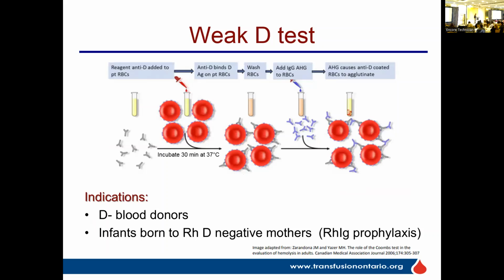So basically, when we do a weak D test, we take the patient red blood cells and expose them to the anti-D reagent. The antibodies will bind to the red blood cells. We incubate for 30 minutes at 37 degrees. There might be some variation, but roughly this is it. Then we wash the red blood cells to remove any unbound anti-D. And we add antiglobulin, human anti-IgG, and those will bind to the anti-D and agglutinate. The only indication to perform a weak D test is for blood donors. That's why Anna was O positive, because we want to make sure that the blood is well identified, so as not to put the recipient at risk of forming an antibody. And it is also done for infants born to Rh negative mothers, because if an Rh negative mother has a weak D baby, she should receive RhD prophylaxis.